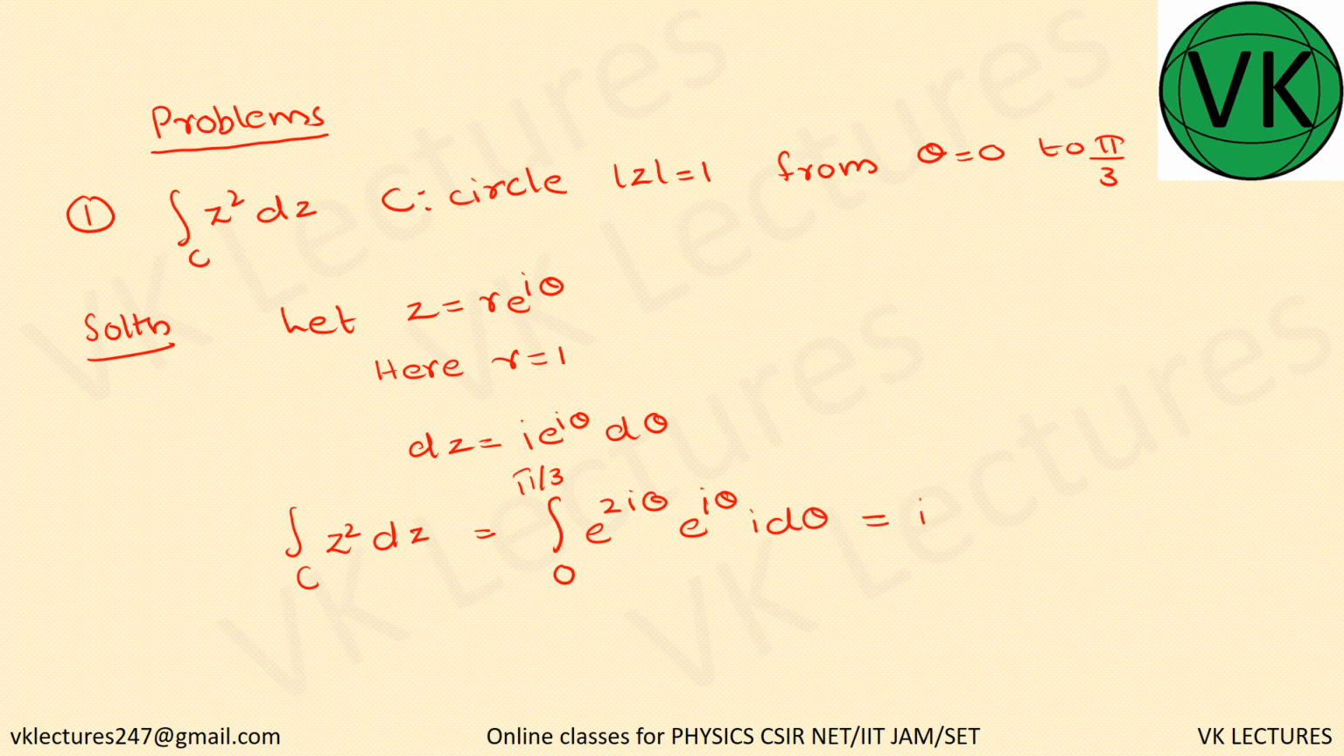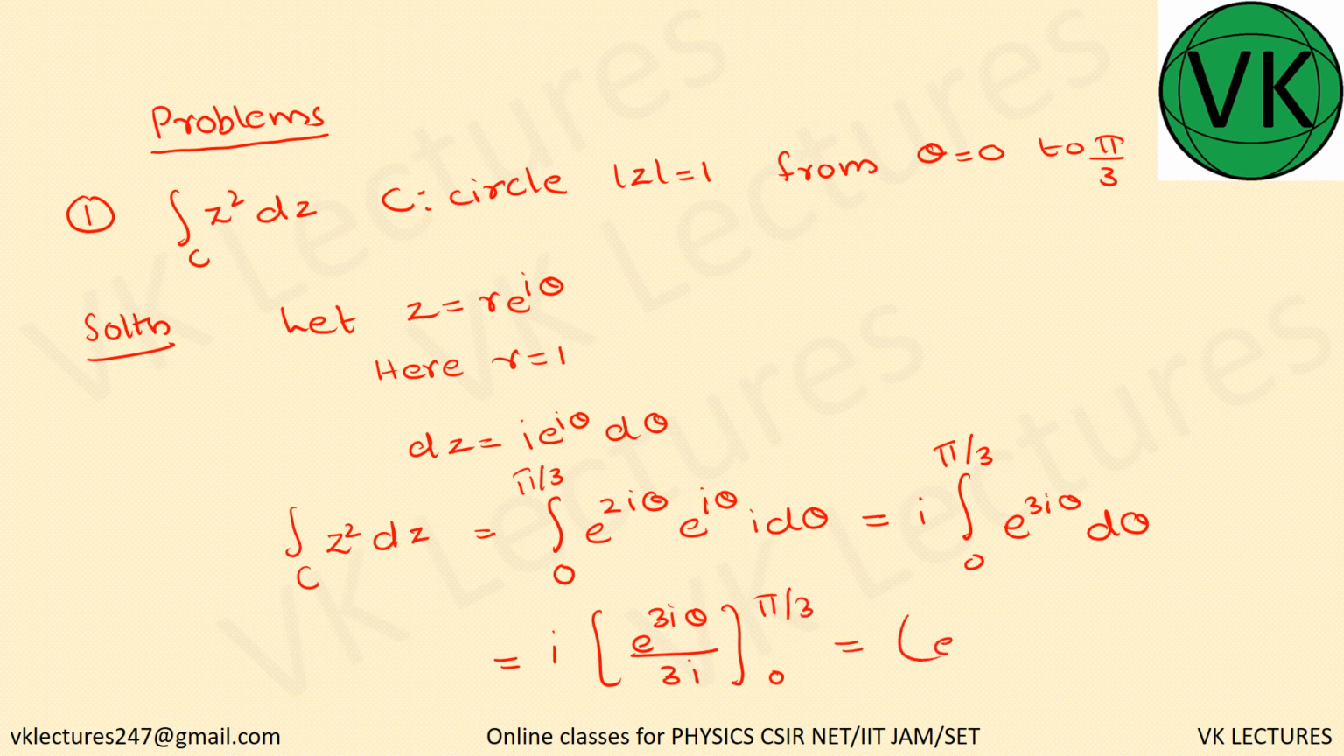So that is equal to i integral 0 to pi by 3 e raised to 3i theta d theta. So this is equal to i into e raised to 3i theta by 3i within the limits 0 to pi by 3. So this is equal to e raised to i pi minus 1, that is equal to minus 2 by 3.